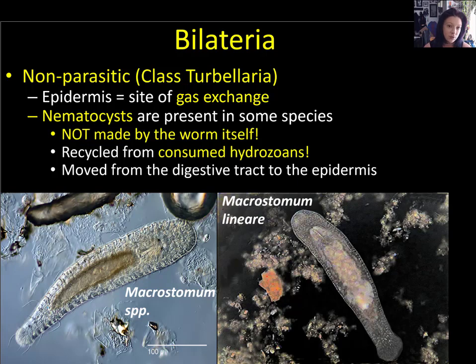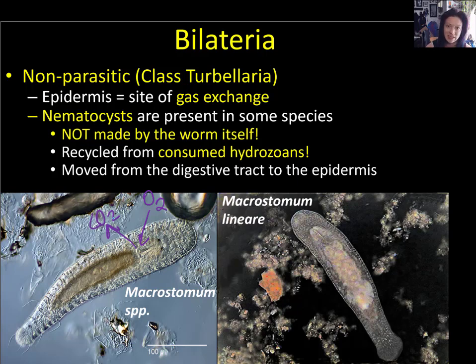The epidermis in this group is also the site of gas exchange. These flatworms absorb oxygen through their epidermis, and they also release CO2 back into the environment through their epidermis. They're able to do this because their surface area to volume ratio is very favorable. They've got a ton of surface area compared to their amount of volume because they're so small.